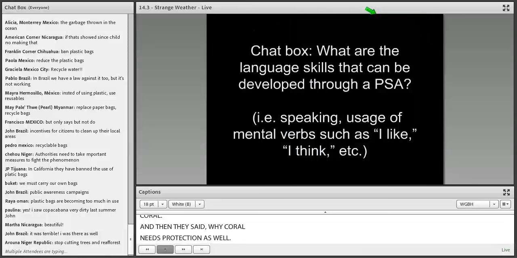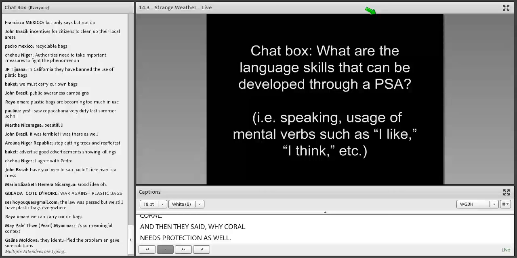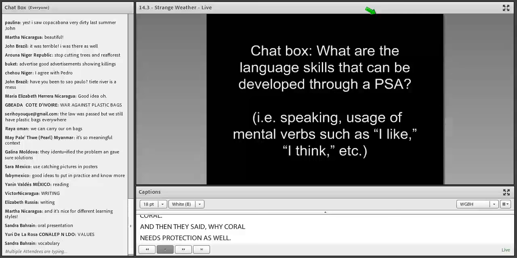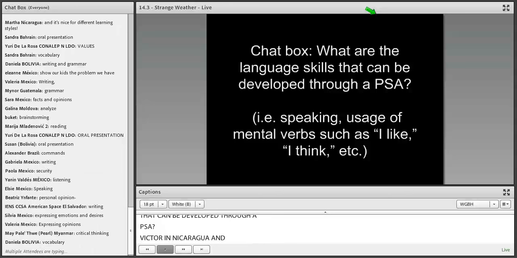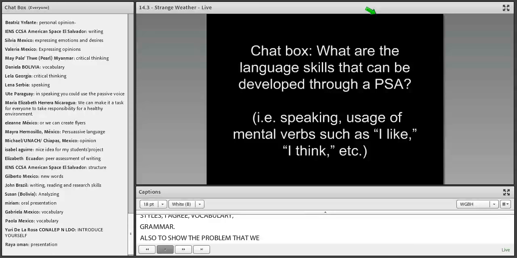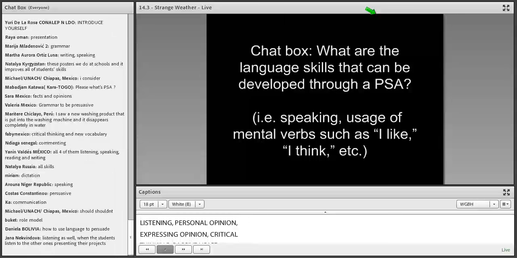Okay. So in the chat box, what are the language skills that can be developed through a public service announcement? For example, speaking. Another example would be the usage of mental verbs such as I like or I think. Reading is another one. Writing, thank you. Victor, Nicaragua, and Elizabeth, Russia. It's nice for different learning styles. I agree. Vocabulary, grammar. Okay, and also to show the problem that we have. It works on analysis, listening, personal opinion, expressing opinions, critical thinking, passive voice. Absolutely. Wonderful.